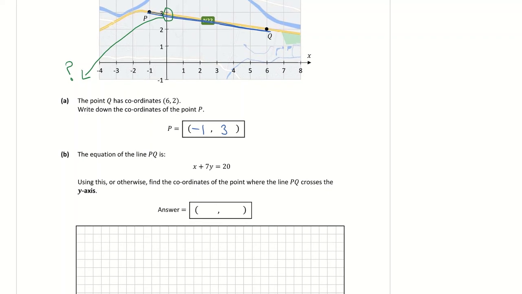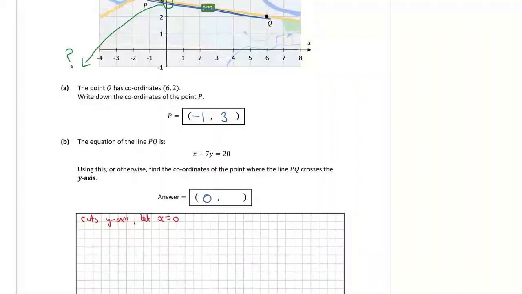Now, when you're looking at this, where it crosses or cuts the y-axis, we know that the x part has to be 0. So we're going to let x equal 0 here because we know that that coordinate has to be 0 something. It looks like it's going to be 0, 2.8 or something like that. So there's the first part. I know my x has to be 0 because that's always going to be 0 when it crosses the y-axis.